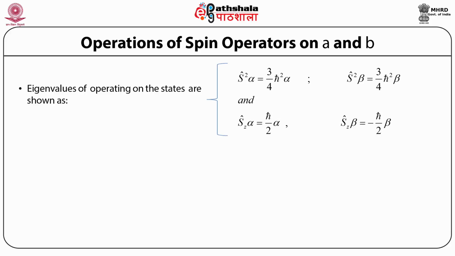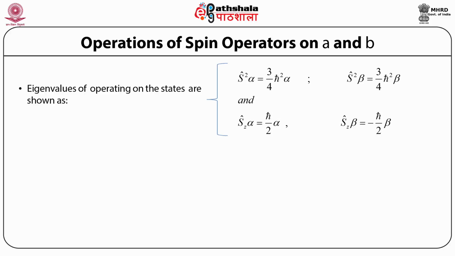So let us see that when the operator S square acts on the eigenstate alpha, it gives us 3 by 4 times h cross square alpha, where 3 by 4 h cross square is the eigenvalue of this operation and alpha is the eigenstate. Similarly, the operator S square acting on the eigenstate beta gives 3 by 4 h cross square beta, where 3 by 4 h cross square is the eigenvalue and beta is the corresponding eigenstate, and h cross is the Planck's constant divided by 2 pi.